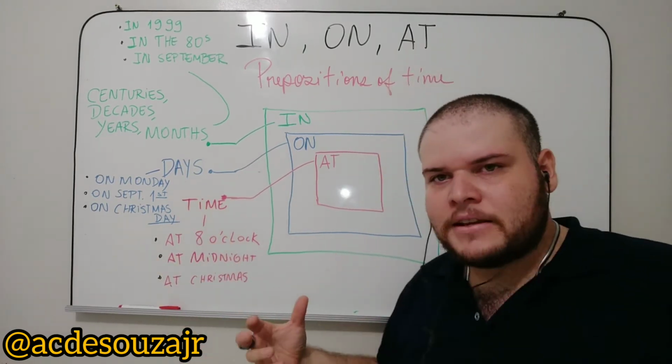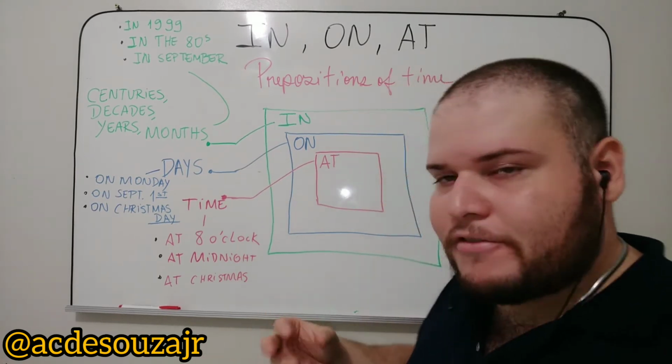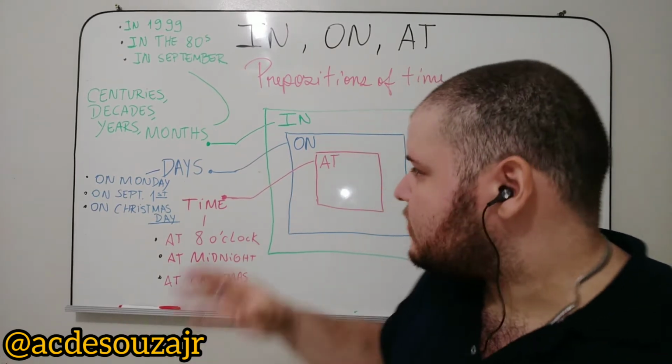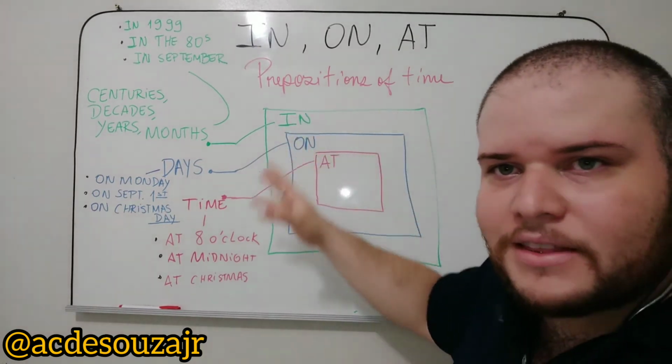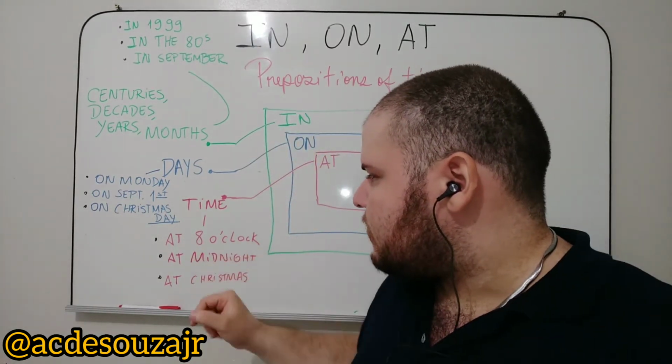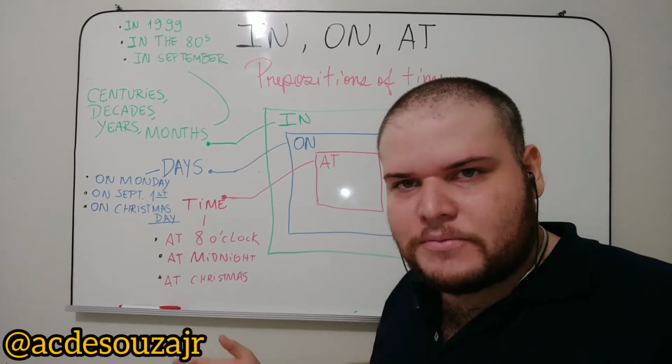Next one, at. We use at to describe time. A very specific situation within this chart, within this graphic. Time. At 8 o'clock, at midnight, at Christmas.